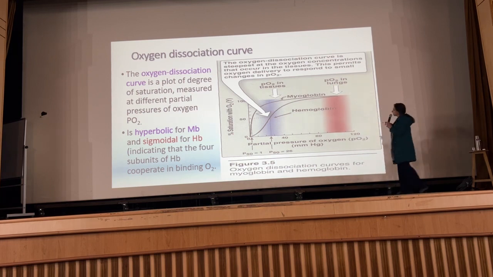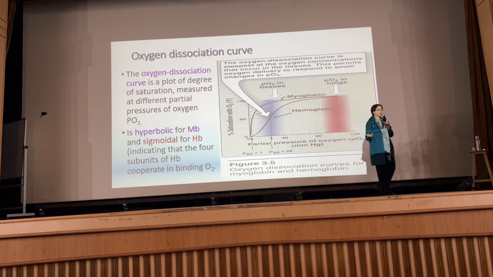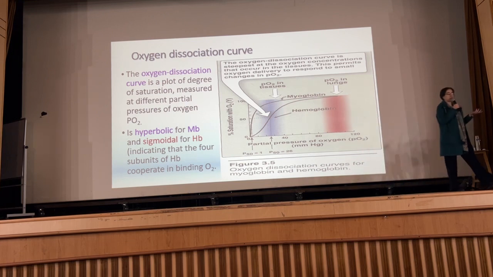Both graphs reach up there and it's flat. Why? Because when they reach 100%, that's it, they're already saturated. They're already full of oxygen, all the binding sites. So that's why it goes flat. No matter how much more oxygen you have, they're already saturated.